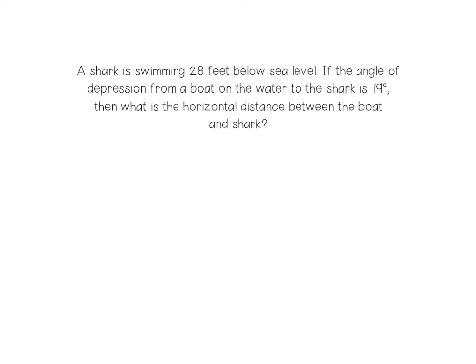Now I want you to try this one on your own before we go over it. A shark is swimming 28 feet below sea level. If the angle of depression from a boat on the water to the shark is 19 degrees, then what is the horizontal distance between the boat and the shark? So let's get our picture drawn first.